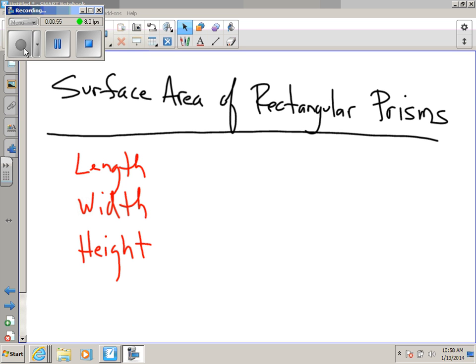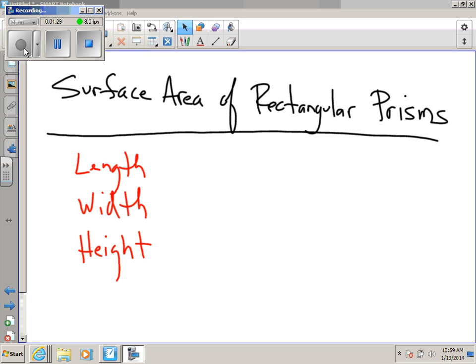Now, a rectangular prism is a three-dimensional figure made entirely up of, what are these faces? What shape are these faces? They're all rectangles. So what we're going to do to find surface area is find out not only how much space this rectangle takes up, but how much this one combined with this one, this one, this one, and this one. And we're going to add them all together.